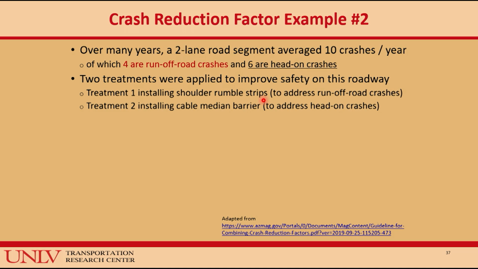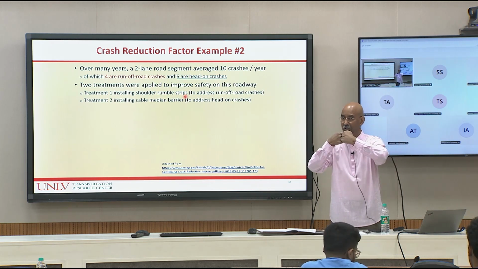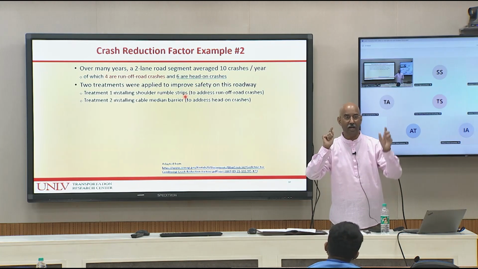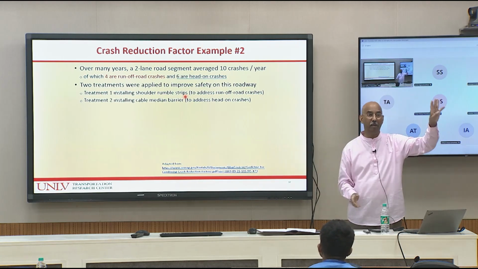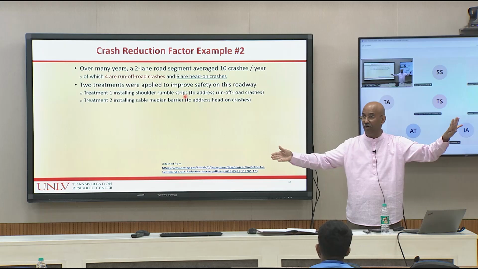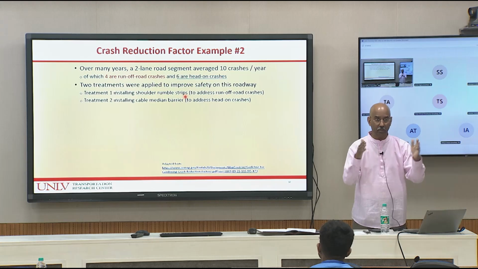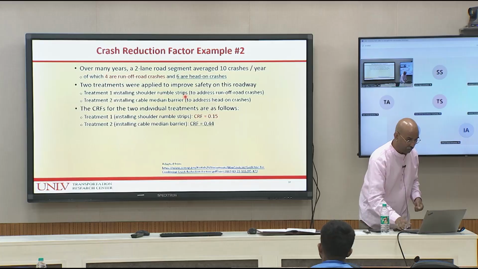The shoulder rumble strip will only help address the run off the road. The median separating will only help address the head on collisions. So logically the crash reduction factor that corresponds to the rumble strips should only be applicable to the 4 crashes that went off the road, right, and the median crash reduction factor should be applied to the crashes that were head on. So that is how we would apply it.